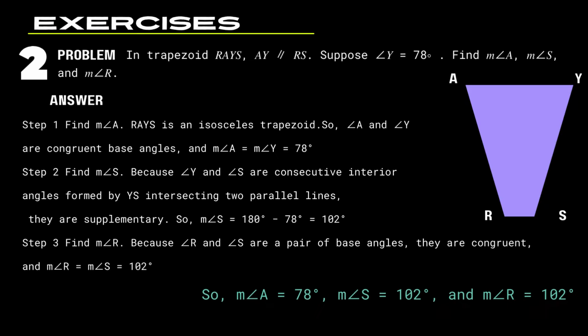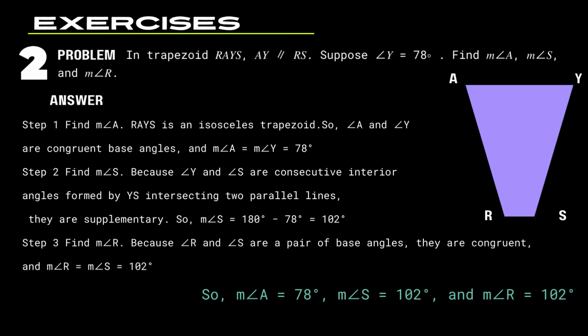And angle A found. Now, let's find the measurement of angle S, wherein we can analyze here that angle Y and angle S are consecutive interior angles formed by YS intersecting two parallel lines. Thus, they are supplementary. So, to get S, we use the consecutive angles supplementary to 180 formula. That is, the measurement of angle S is equal to 180 degrees minus 78 degrees, that is equal to 102 degrees. And there we go, angle S found.